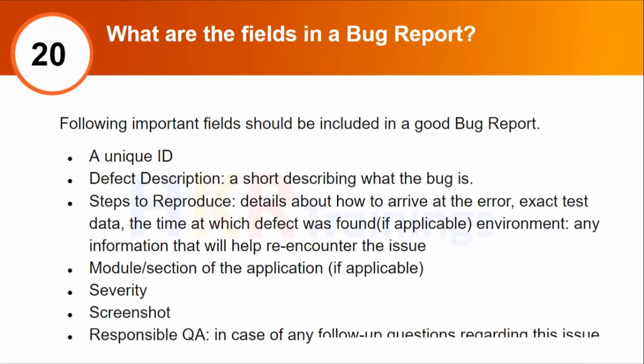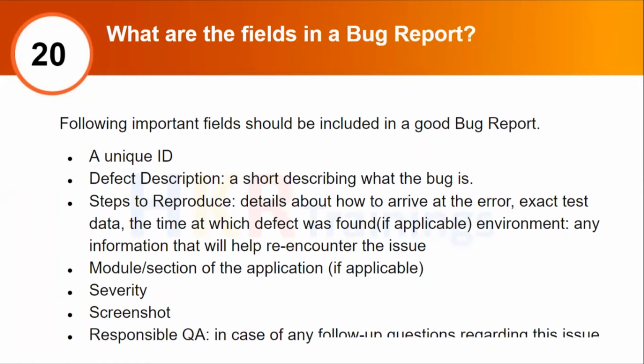So these are the fields that should be there in the bug report. You need a unique ID. If no ID is given to you, or if you're directly using Google Sheets, then you can just give the serial number. Defect description: what the bug is, what module you have tested and what bug you got. Steps to reproduce. Now you got the bug in your system. The developer also should be able to replicate it in his system so that he will make the code changes and solve the defect. So what are the steps to reproduce this bug? We'll be writing the steps.